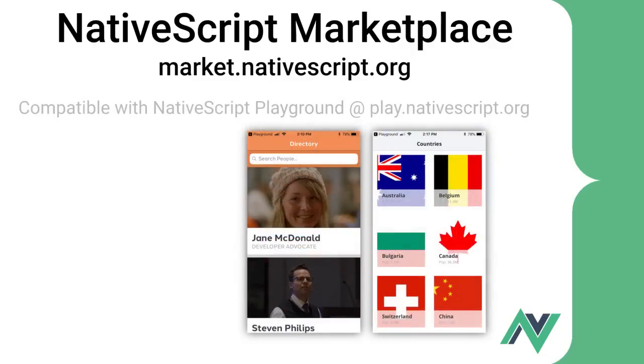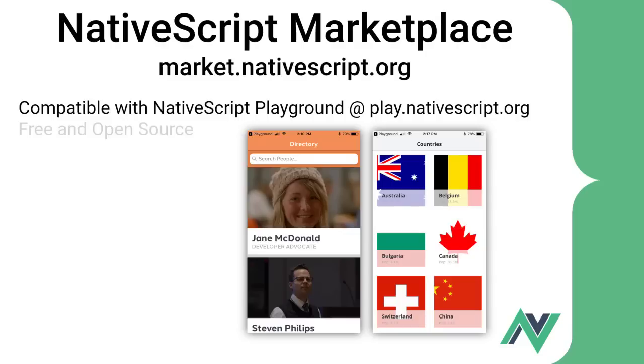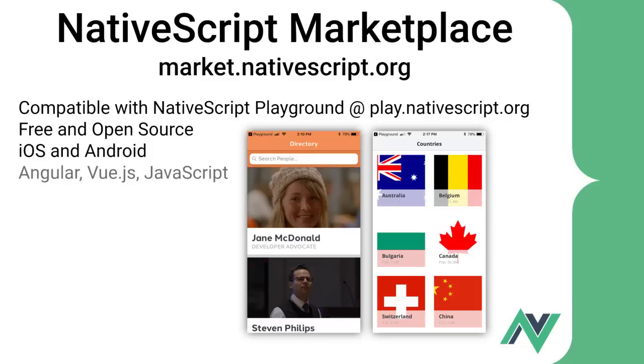And each code sample is also fully compatible with the NativeScript Playground. This means you just need a web browser and your phone to view the app. All the code is free and open source and works equally well on both iOS and Android. Many of the samples also contain versions supporting Angular, Vue, and plain JavaScript. So check them out today at market.nativescript.org.